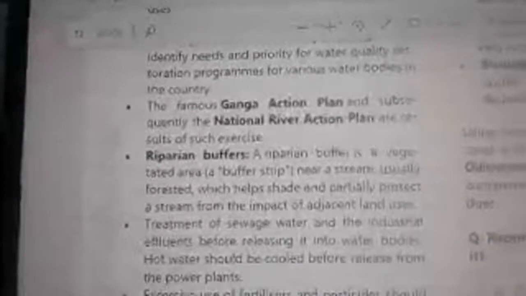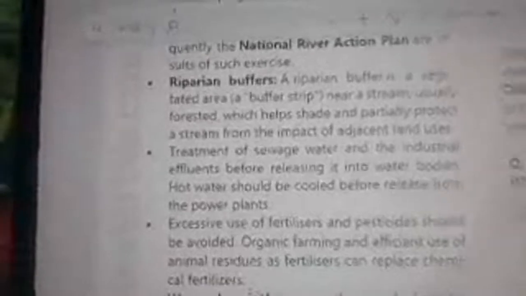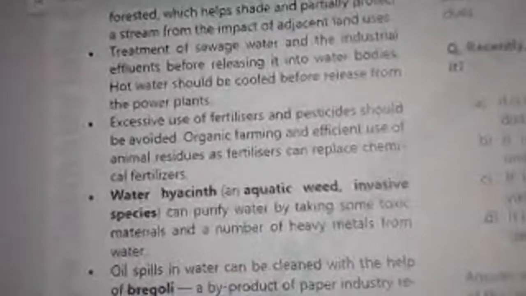Riparian buffers. A riparian buffer is a vegetated area, a buffer strip, near a stream, usually forested, which helps shade and partially protect a stream from the impact of adjacent land uses. Treatment of sewage water and the industrial effluents before releasing it into water bodies. Hot water should be cooled before release from the power plants. Excessive use of fertilizers and pesticides should be avoided. Organic farming and efficient use of animal residues as fertilizers can replace chemical fertilizers.